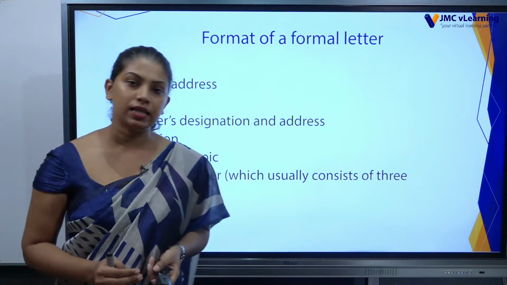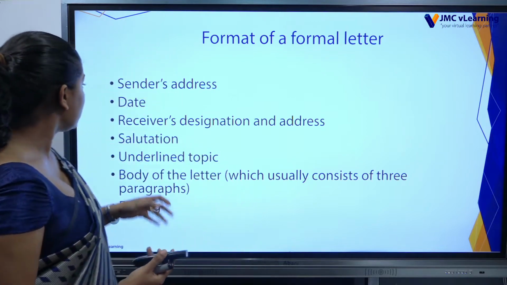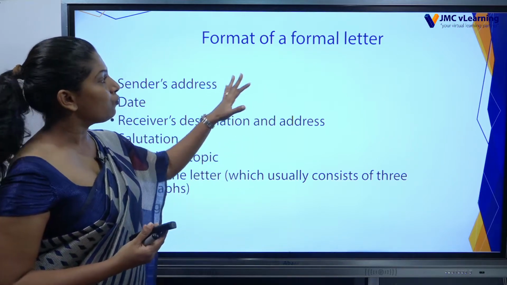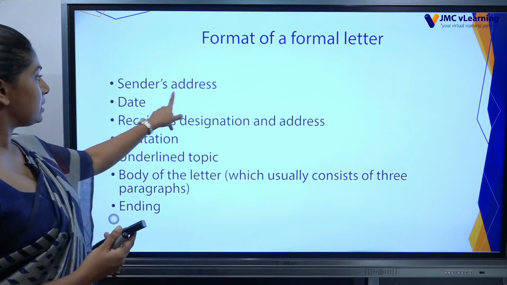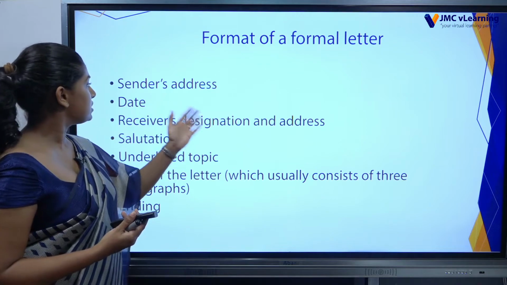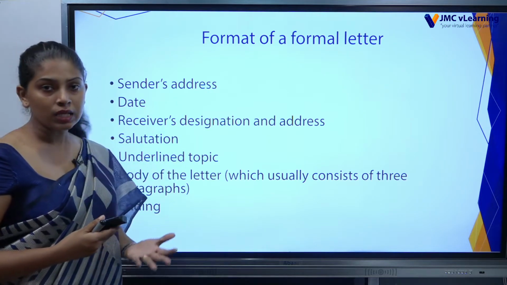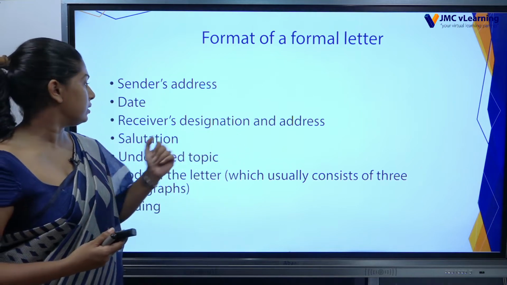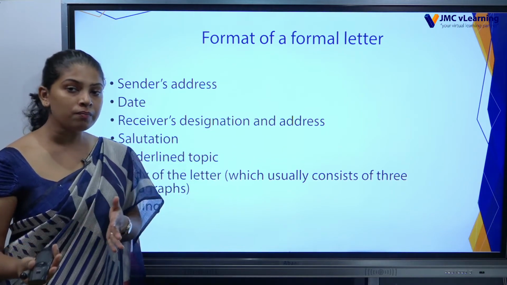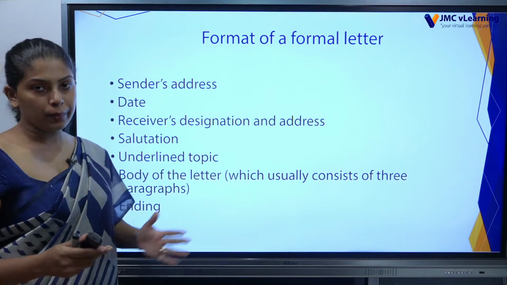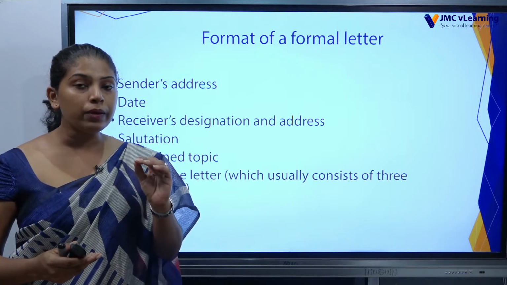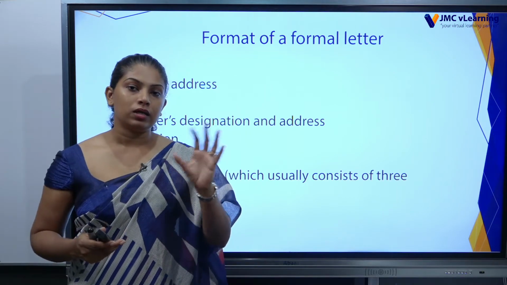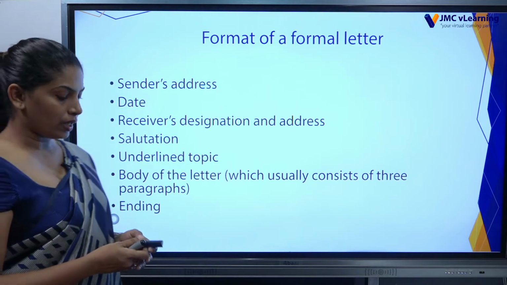Then finally the ending is there. You have to end the letter. Okay, these are the points we are talking about, or this is the format, these are the topics which come under a formal letter. Let's go through them again. Sender's address. First we have to write the sender's address, then the date when you are writing the letter, then the receiver's designation and address, to whom you are writing this letter, and the address. Then salutation, it is different from an informal letter. Then the underlined topic, regarding what you are talking about. Then the body of the letter, what you are including in the letter, it can consist of 3 paragraphs. Then finally you can give the ending.